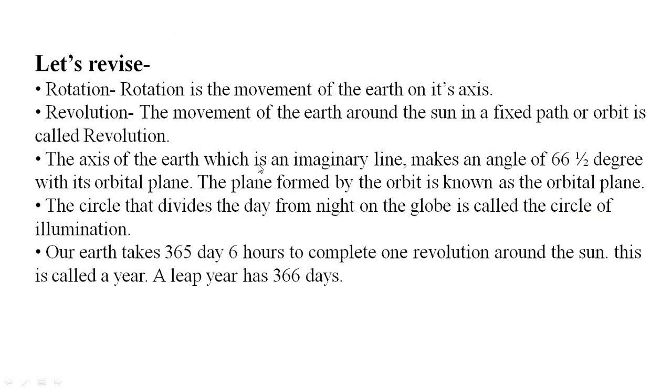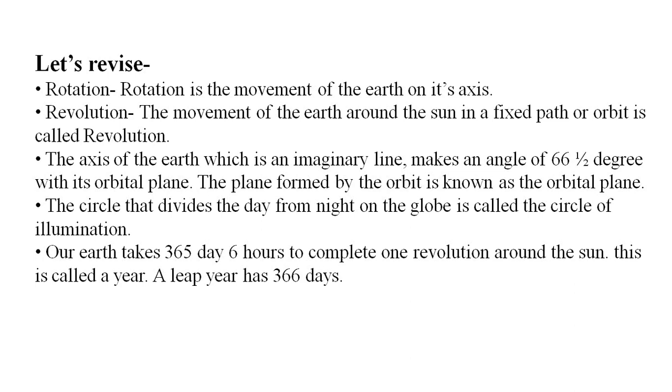Let's revise. Rotation is the movement of the Earth on its axis. Revolution, the movement of the Earth around the Sun in a fixed path or orbit, is called revolution. The axis of the Earth, which is an imaginary line, makes an angle of 66.5 degrees with its orbital plane. The plane formed by the orbit is known as the orbital plane.